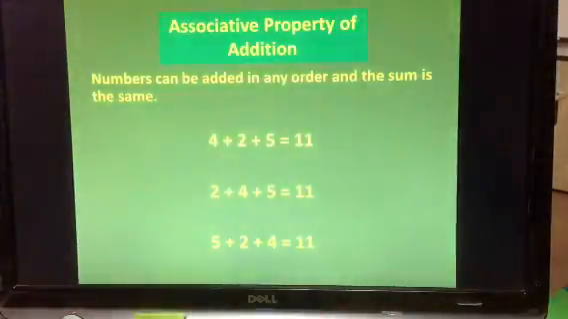This is known as the associative property of addition. Numbers can be added in any order and the sum is the same. Here I've just arranged the numbers differently in a row, but a lot of times in the textbook we'll see parentheses around the numbers they want you to add first. And I'll explain that more when we have our video today.